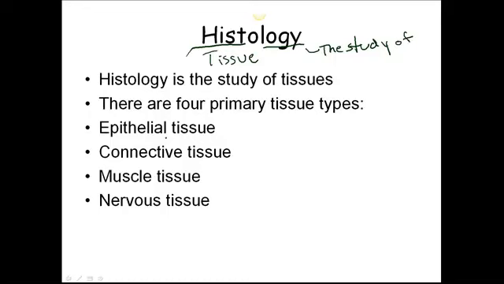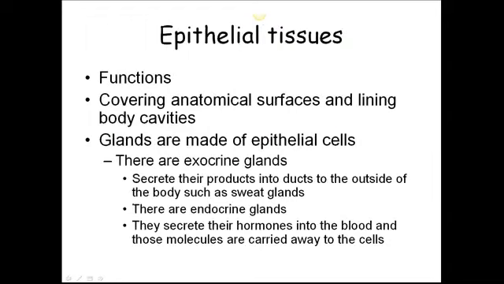in human beings. Epithelial tissue. Epi means on top. Thelial means connected. Then there's connective tissue, muscle tissue, and nervous tissue. So the first thing to memorize are these four tissue types. If you want to make a mnemonic, you can do that. It's epithelial, connective, muscle, and nervous.